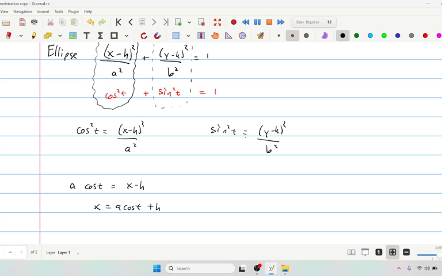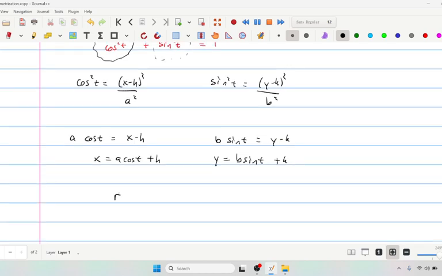And we're going to do the exact same strategy for the sine term. If we square root both sides and multiply to get rid of fractions, we get that b times sine t is y minus k. Solving for y, we have y equals b sine t plus k, which means our final parameterization here for any ellipse will be r equals a cosine t plus h, b sine t plus k.